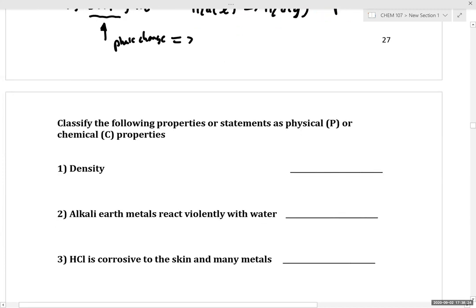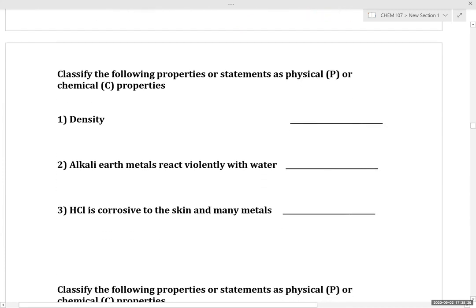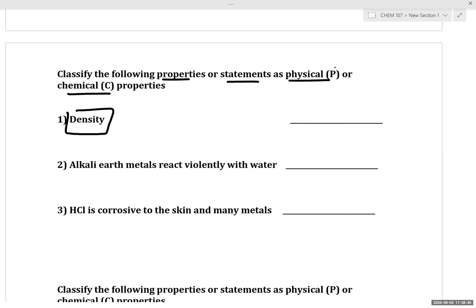So let's keep going, and we're going to classify the following properties or statements as physical or chemical properties. So I'll start us off. Density. And the key thing that you want to think about for physical or chemical properties is, can I measure this property without changing the chemical identity of my material? So density, I can take an object, I can weigh it, I can measure its volume without changing its chemical identity. Density is a hallmark and a very clear physical property.